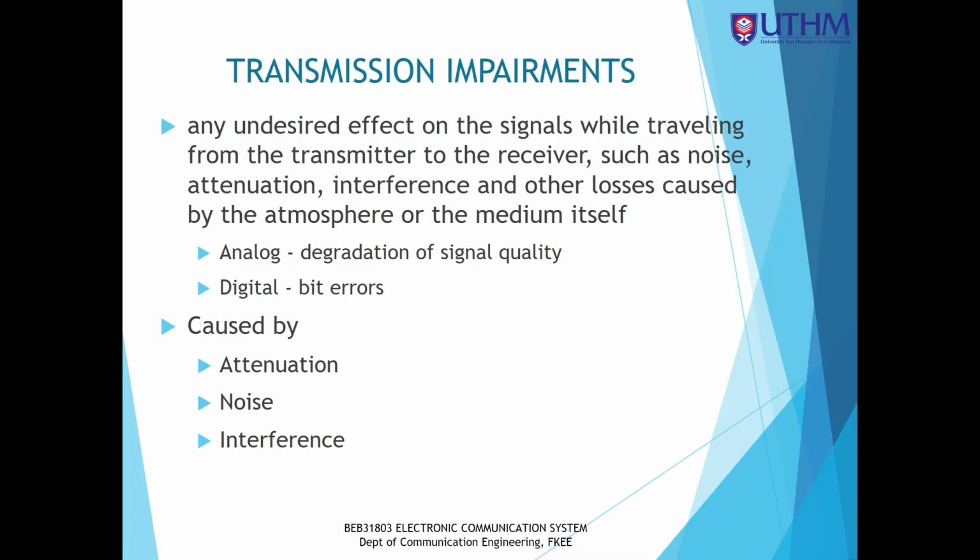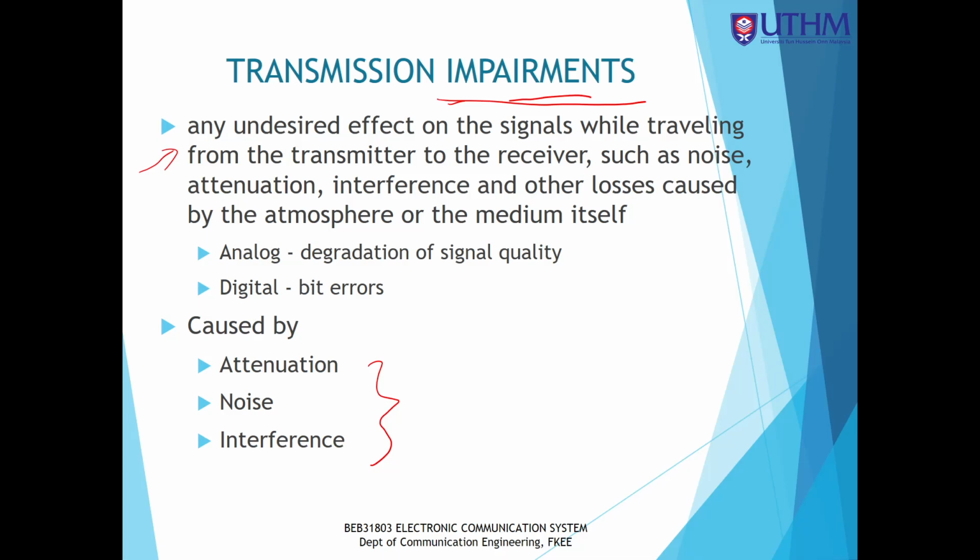And also transmission impairments. These also favorite questions in the test and in the final exam. Transmission impairments is something that degrades the quality of the signal being transmitted from the transmitter to the receiver. So impairments are merujuk kepada something that affect the transmitted signal. In your syllabus, you will learn about three things that will cause the impairments. Impairments are any undesired effect on the signal while traveling from the transmitter to the receiver, such as noise, attenuation, interference, and other losses. In your syllabus, only three kinds: attenuation, noise, interference.